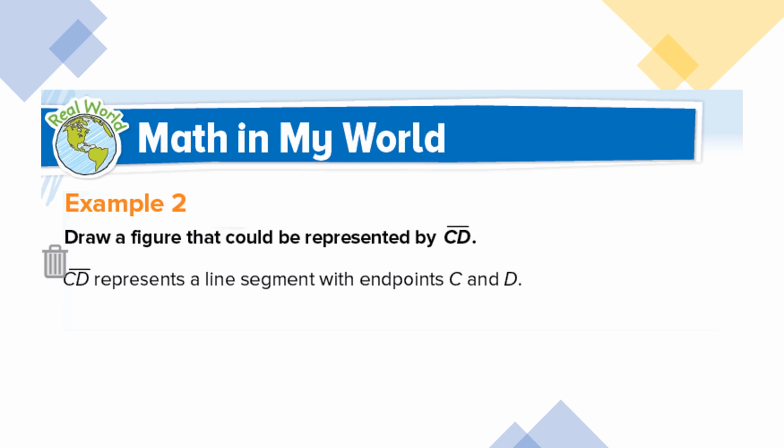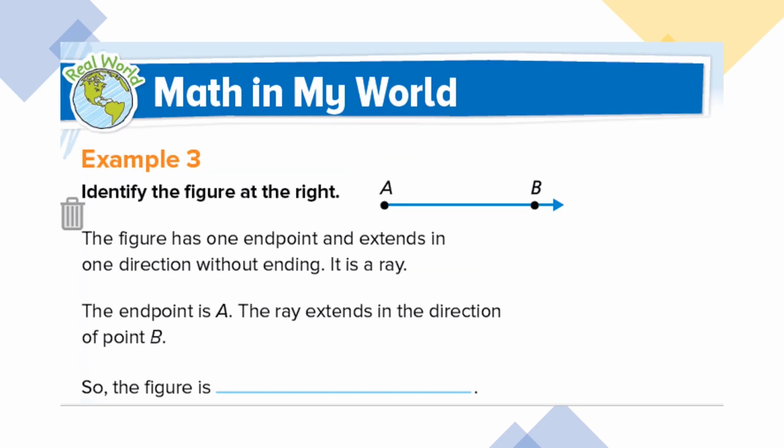Let's go on to example 2. It says to draw a figure that could be represented by CD. Now, do you see any arrows above that CD? No, so that would be line segment CD. So I'm going to try to draw it here. Oh, it's not very straight. Sorry about that. But then I'm going to put an endpoint at each end. Label one with a C and label one with a D. I hope your pencil works better than mine. Sorry about that.